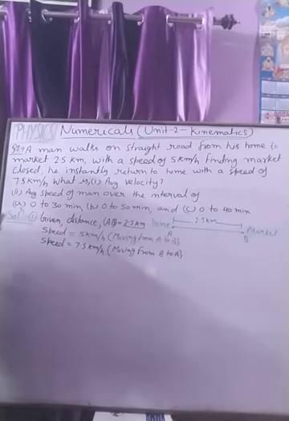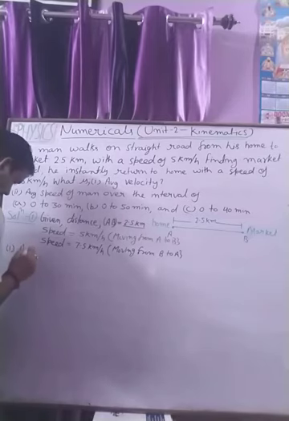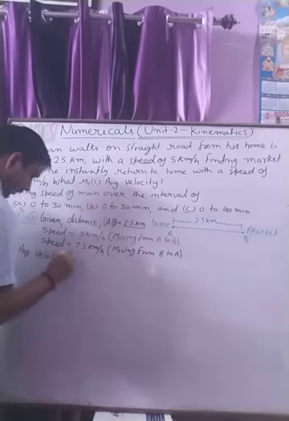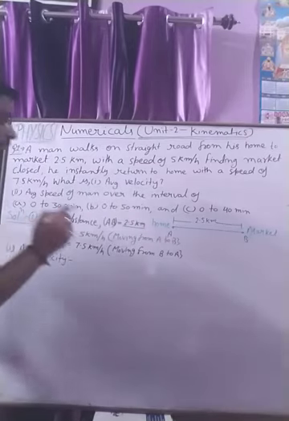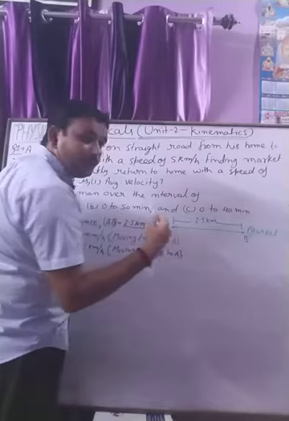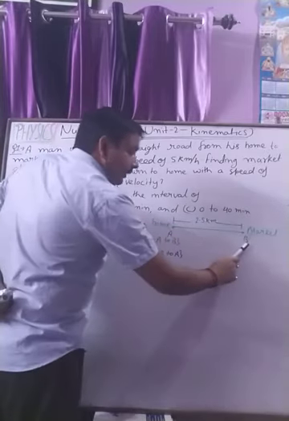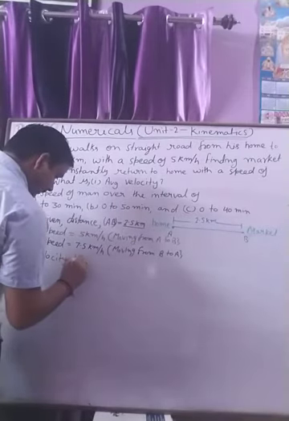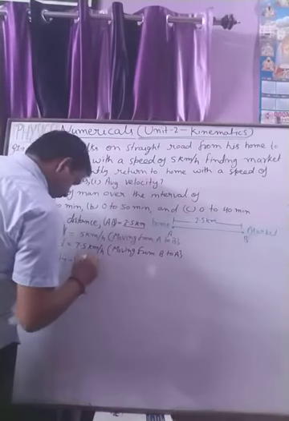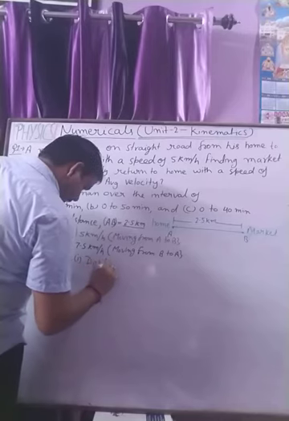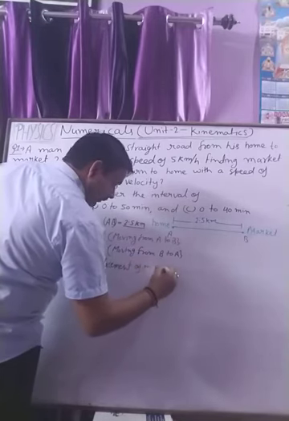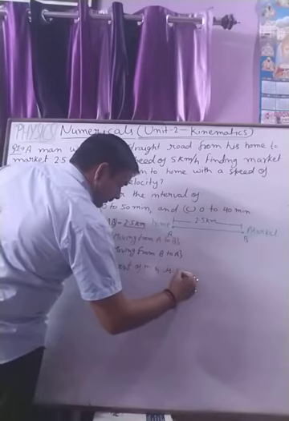Now let us look at the conditions, students. First we need to solve the average velocity. For this, the man is moving from A to B and he finds that the market is closed and he returns back home. So the first point is the displacement of the man is 0.